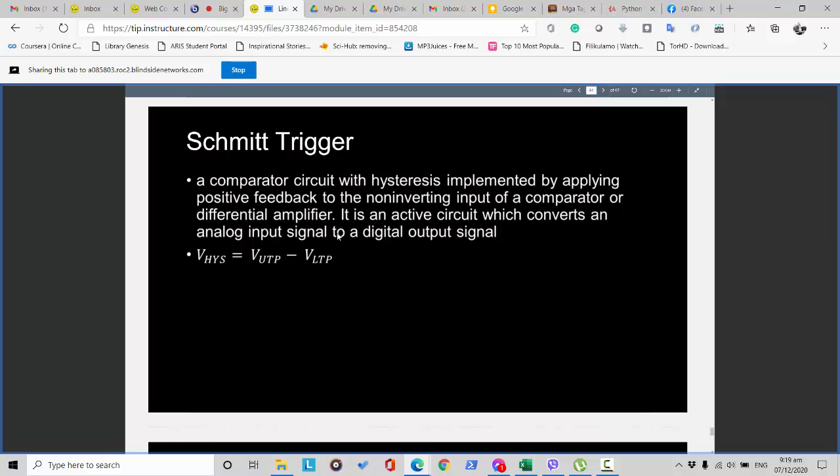Now, Schmitt trigger devices are typically used in signal conditioning applications, especially when we want to remove noise from signals in digital circuits, particularly mechanical contact bounce in some switches. So the formula to get the voltage of the hysteresis is equal to the upper trigger point voltage minus the lower trigger point voltage. So this is the formula to get that.